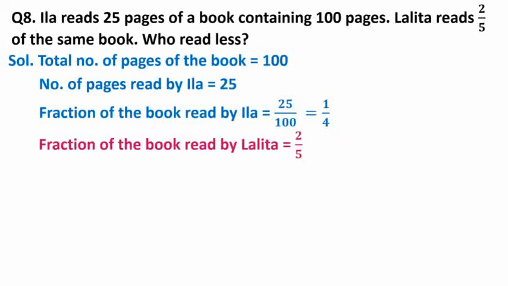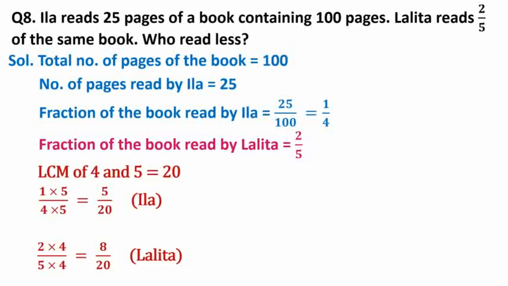Next, the fraction of the book read by Lalita is equal to 2 by 5. So children, we have got 1 by 4 and 2 by 5. Now we need to compare both fractions, the same as we have done in the previous questions. We will find the LCM of 4 and 5, as the denominators of these fractions are different. So we get the LCM as 20. So 1 by 4, when we multiply it by 5, we get 5 by 20. And 2 by 5, we multiply by 4 to get the denominator 20, and the numerator also by 4. So our fraction comes to 8 by 20.